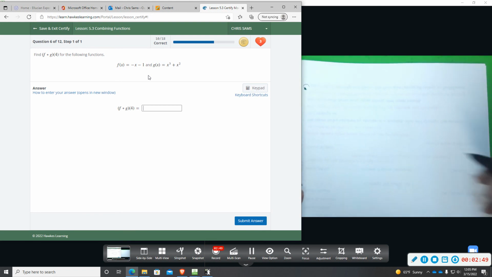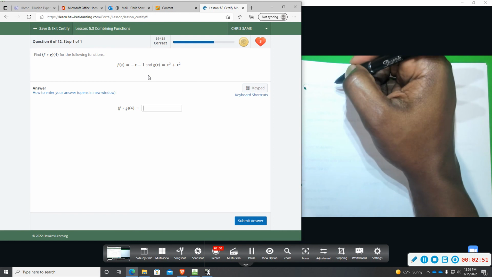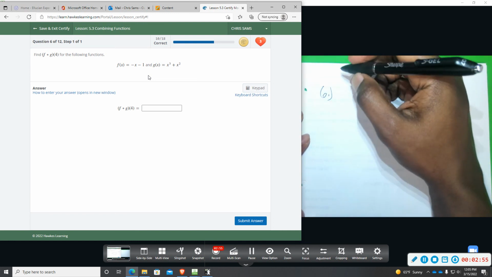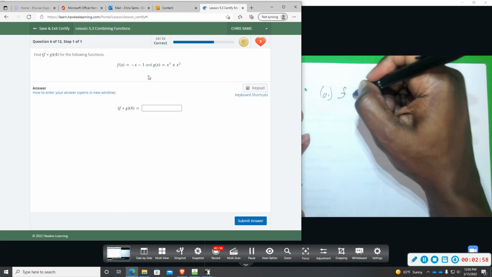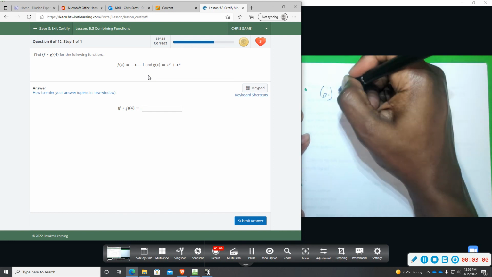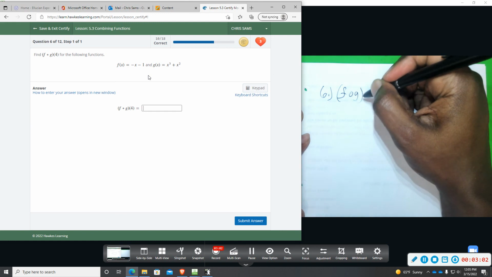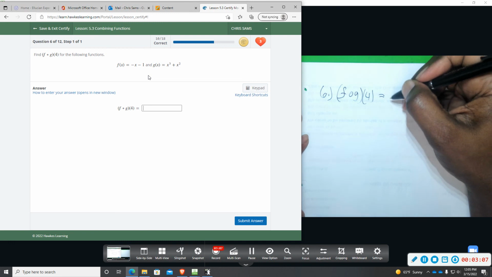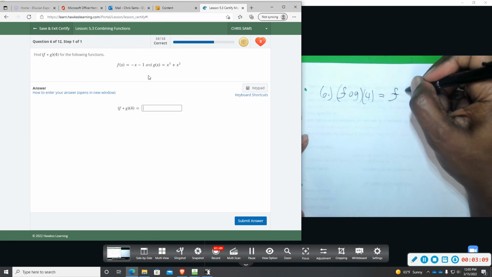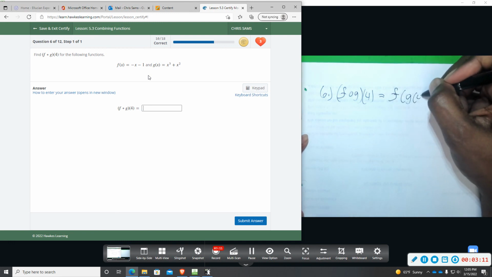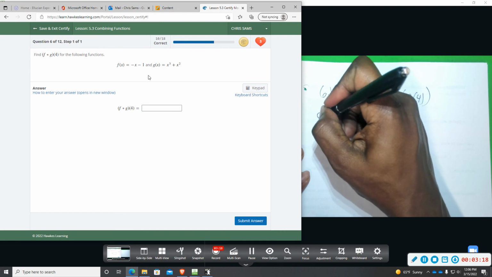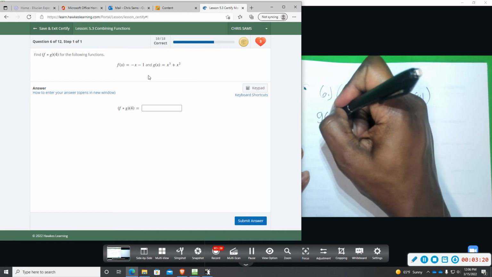Number 6. We want to do f of g of 4. So notation wise, that means f parentheses g parentheses 4. So what I'm doing is I'm plugging a 4 into the g equation first. So I'm going to do g of 4.